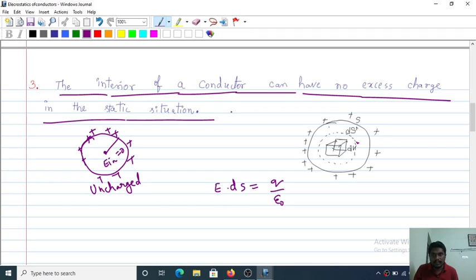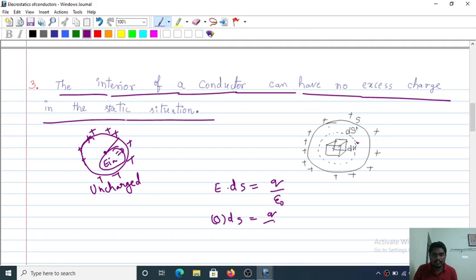According to our statement, there is no excess charge in the interior of a conductor. They can have no excess charge in the static situation, I mean when they are at rest, so you cannot find any single charge inside the conductor. Now I want to apply Gauss law to find whether there is any charge inside the conductor or not. According to the previous topic, what will be the electric field inside a conductor? Zero. Electric field inside a conductor is zero.